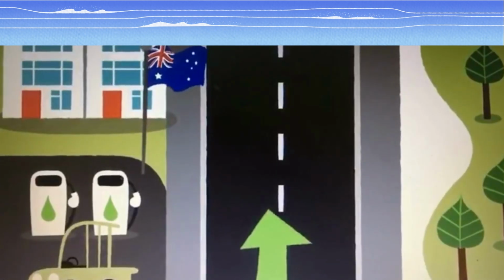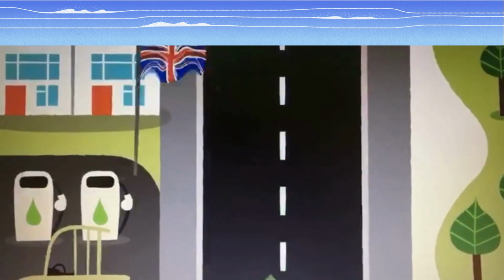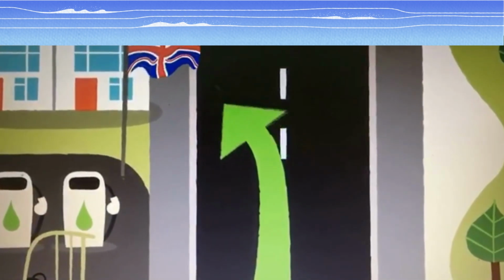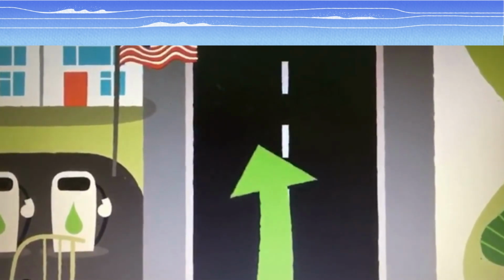Listen to these. If you walk down the footpath past the servo, my unit's on the left. If you walk down the pavement past the petrol station, my flat's on the left. If you walk down the sidewalk past the gas station, my apartment's on the left.